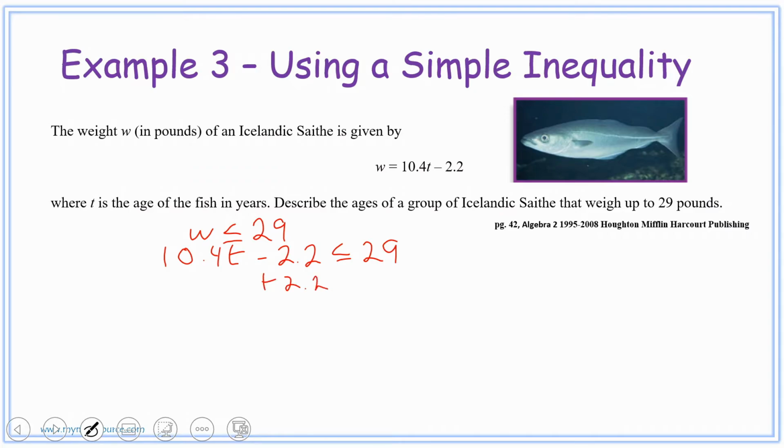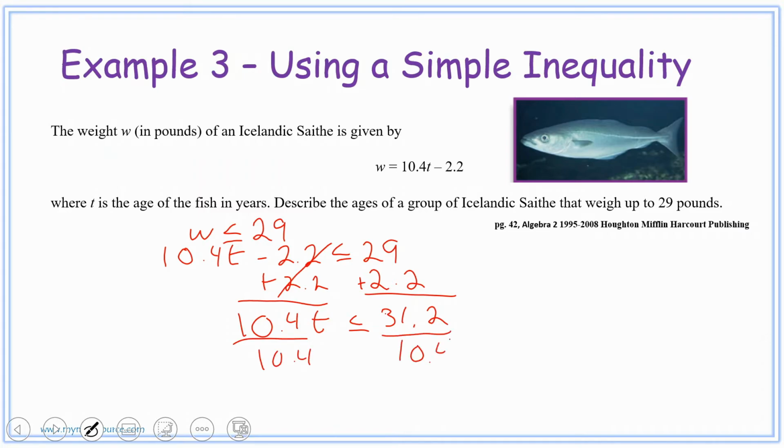So if I add 2.2 on both sides, my 2.2s will cancel there, and I'm going to have on the left side 10.4t is less than or equal to, now 29 plus 2.2 is going to give you 31.2. And so then we can divide both sides by 10.4. All right, so those cancel, and I'm left with t is less than or equal to, and you could use your calculator here, and that's going to give us 3. So that means the age of the fish has to be 3 years or less in order for it to weigh up to 29 pounds.